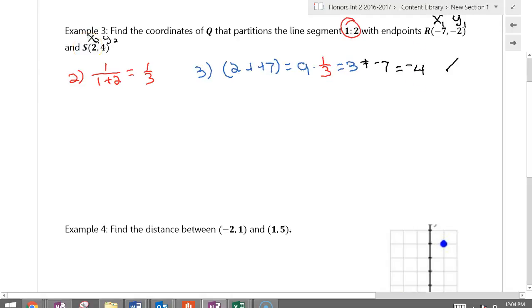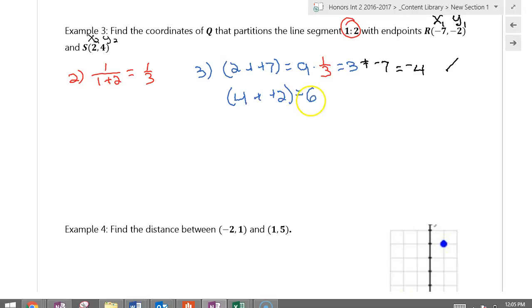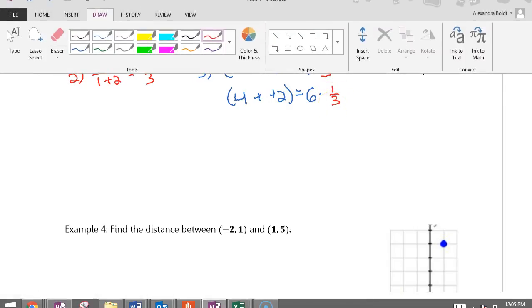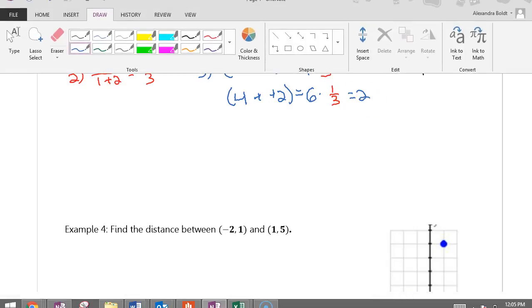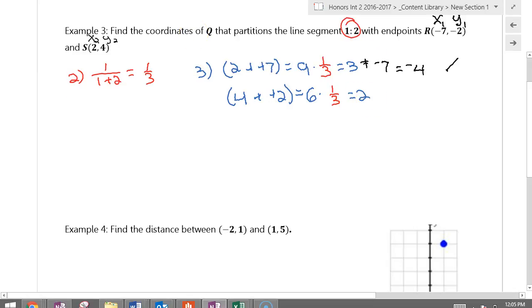Now with my y's, always second minus first. 4 minus -2, again plus, equals 6. 6 times 1/3. 6 times 1/3 is simply 2. And then I'm going to add that to y1. So plus -2 is equal to 0. 0 will always be a 0.